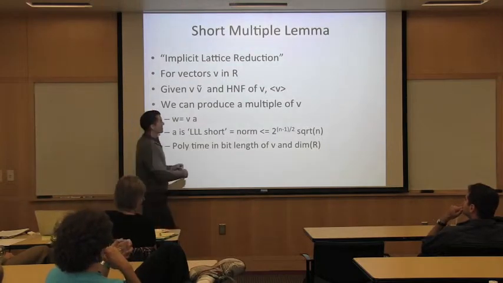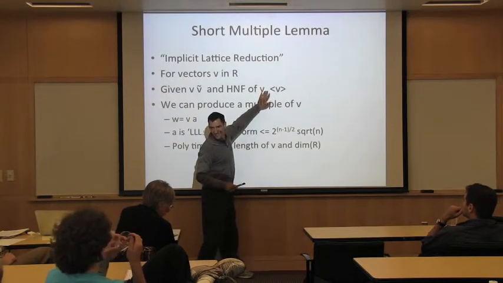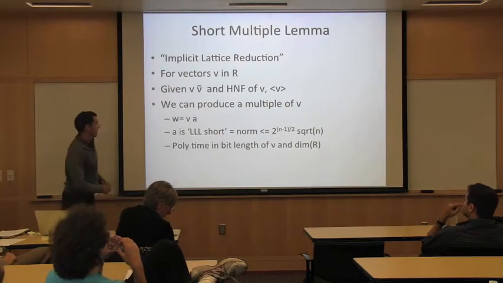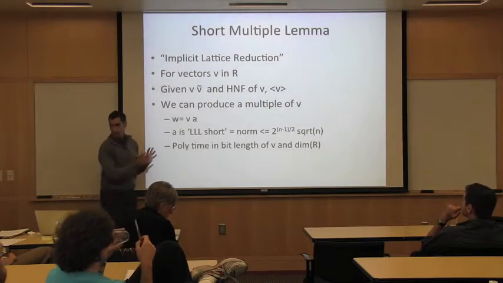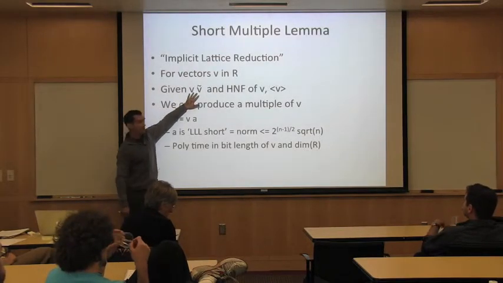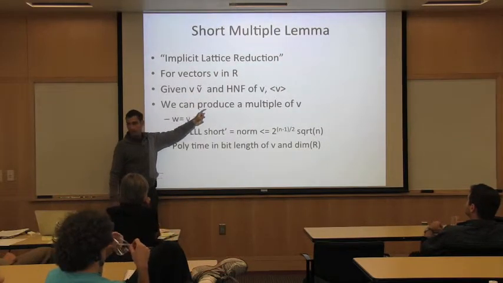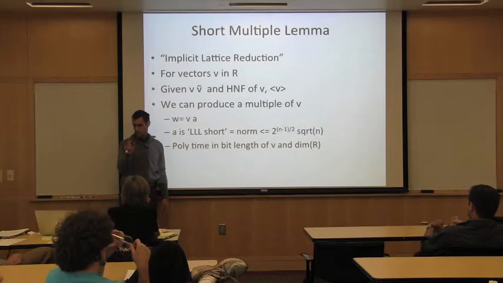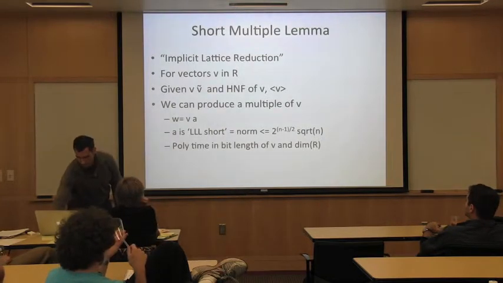I mean of the ideal. That's a typo. Oh, okay. Sorry about that. So the short multiple says if you're given the ideal of v and the value here, you can produce a multiple of v such that the factor is short.